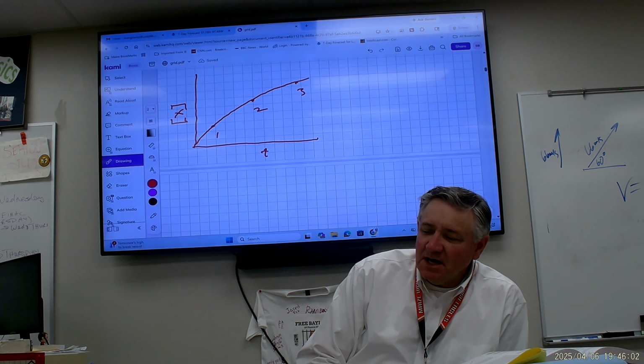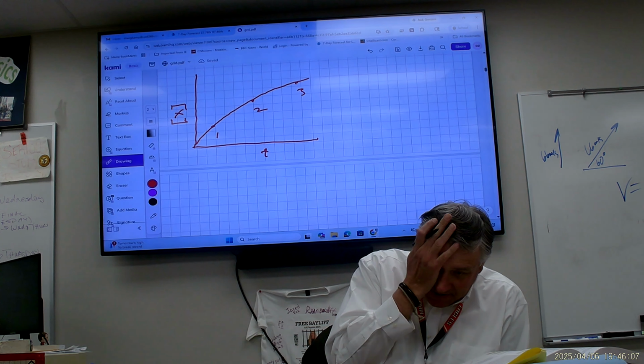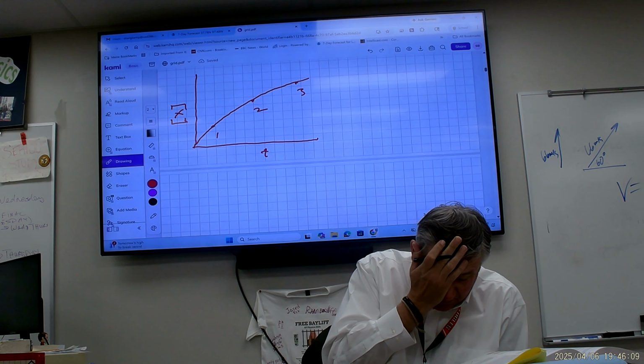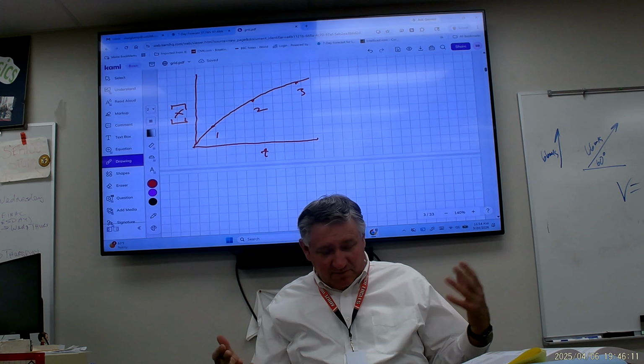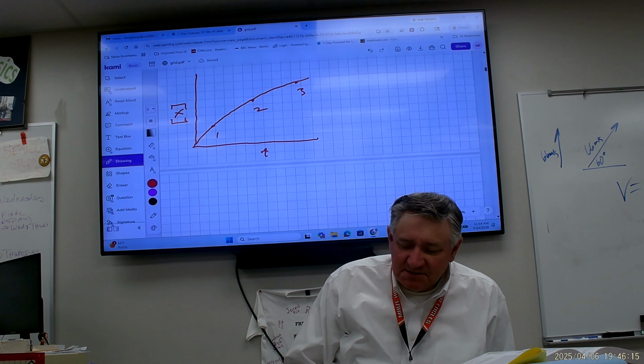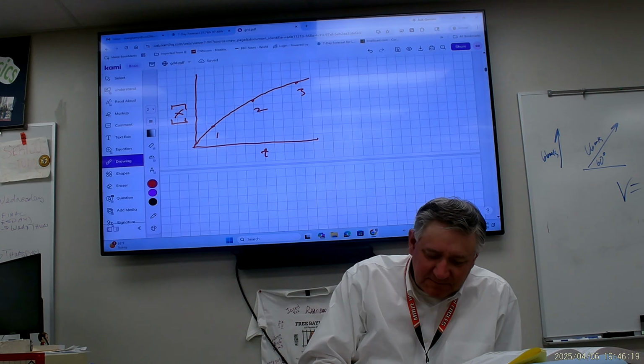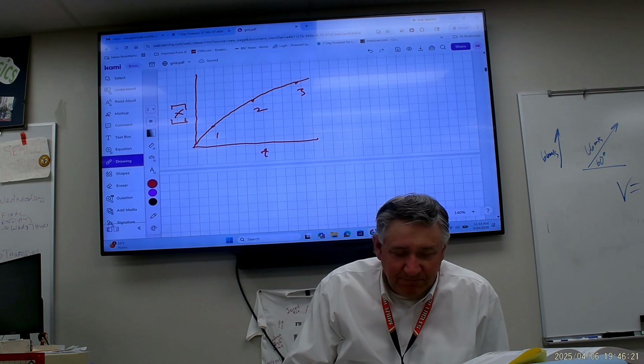Okay, so here's what we've got. We're going to begin to look at how you determine what's called the rate function, how you describe how fast the reaction takes place. So let's just start with question number 2 out of chapter 14. So you're given this graph.